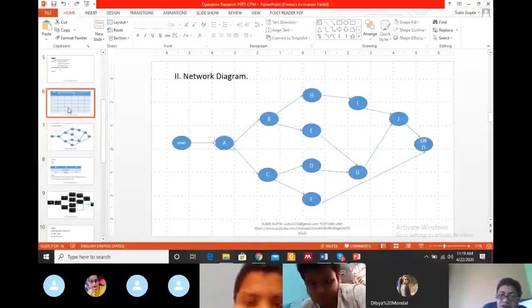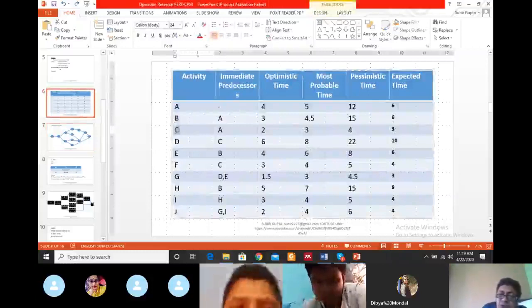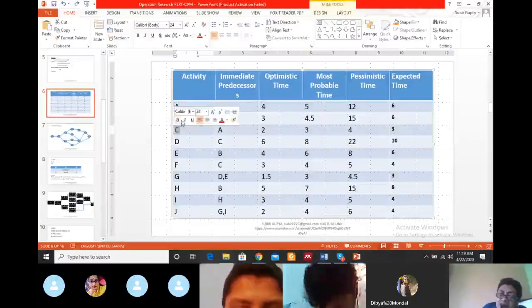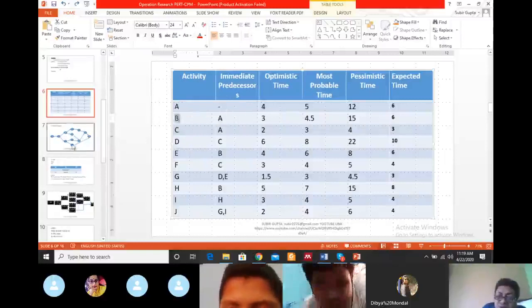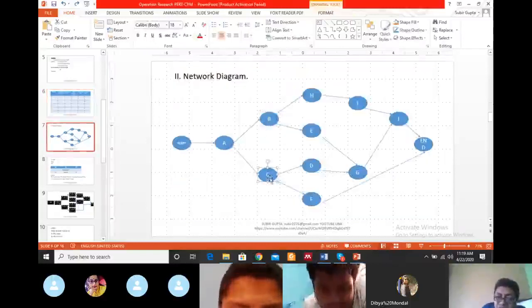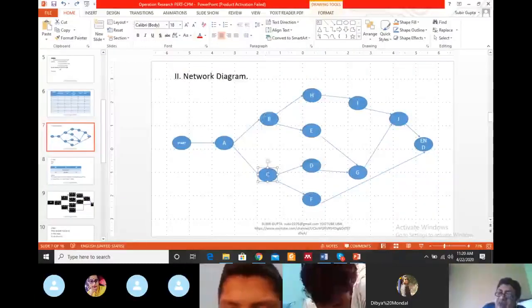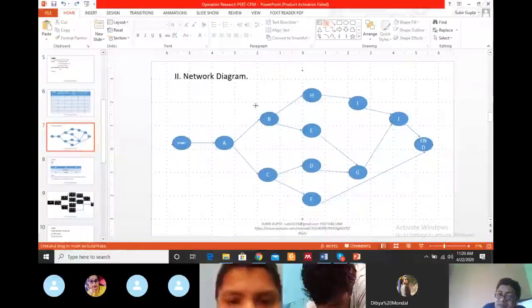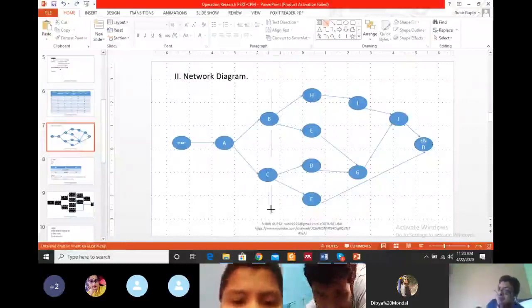Yes, sir. Now the next activities according to the table are B and C, which can be started after the end of A, or the immediate predecessor is A. So in our diagram, we write down the two activities B and C from A. One arrow goes from A to B, one arrow goes from A to C. It means B and C can be started after completing A. So it is our level 2. Okay, everybody?